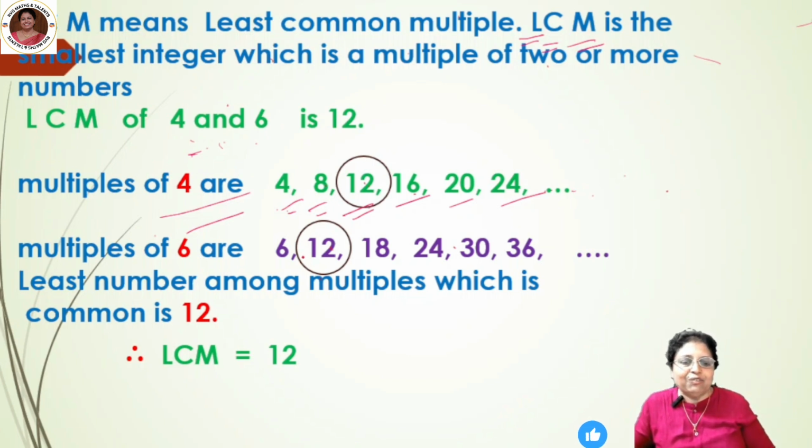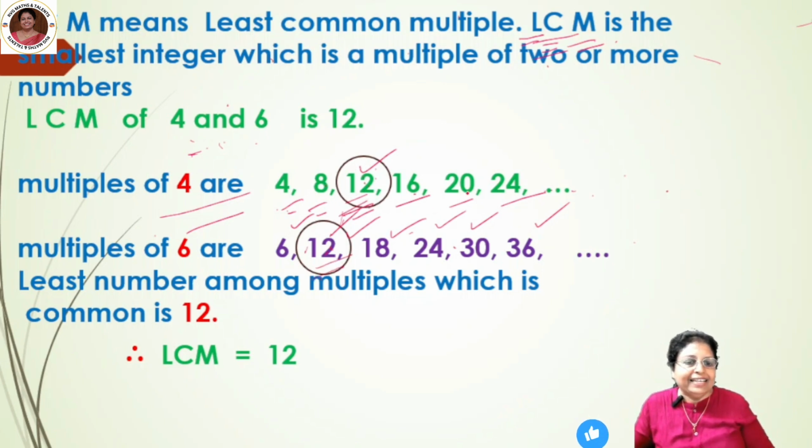Then what about multiples of 6? Just remember multiples of 6. That is 6, 12, 18, then 4 sixes are 24, 5 sixes are 30, 6 sixes are 36, like that it goes. So we have seen the multiples. Then what is LCM? LCM is the least common multiple. So just find out the common multiples. See here, 12 is a common multiple. That means 12 is a multiple of 4 and at the same time 12 is a multiple of 6 also.